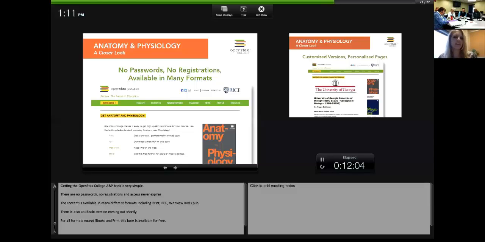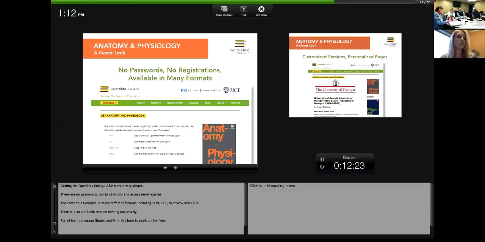So how do you get the textbooks? There are no passwords, no registrations, and they're available in many formats. So the PDF, the WebView, and the EPUB are completely free at all times. We will never charge for those. So the PDF, you can download it.